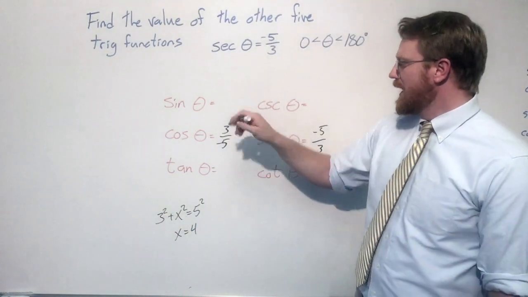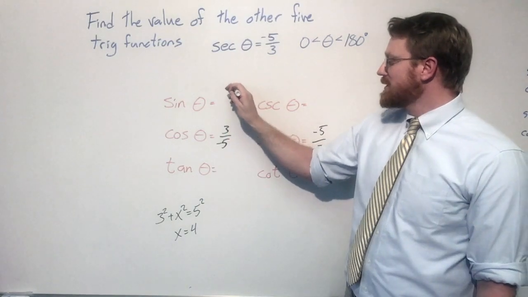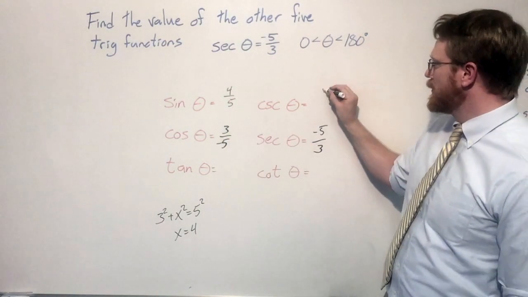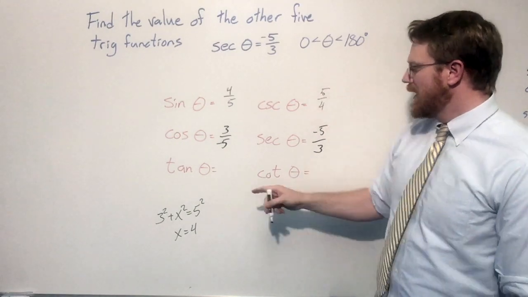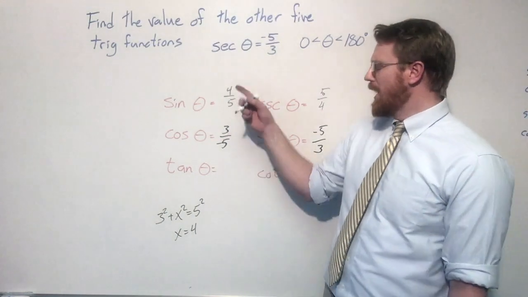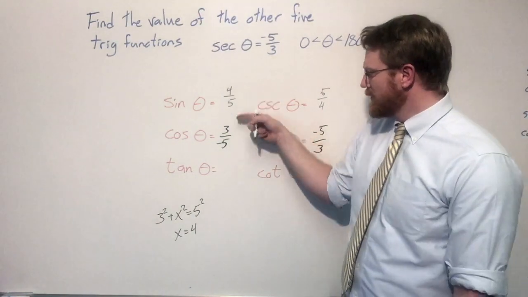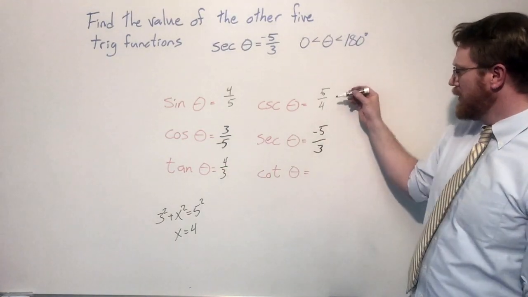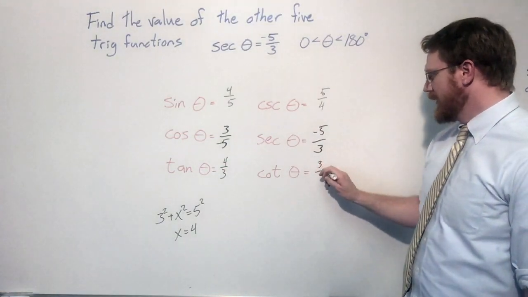The math can prove it as well. So I could jump up here to sine and say that's going to be 4, the other leg, over the same hypotenuse. Its reciprocal would be flipped over, of course. Down here with tangent, that's just a combination of sine over cosine, or opposite over adjacent leg. So 4 over 3 for him. And cotangent would be the reciprocal, which would be 3 over 4 here.